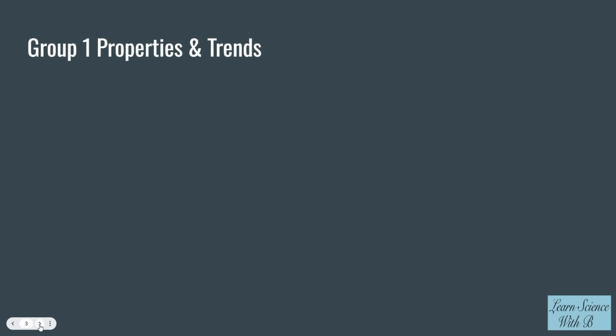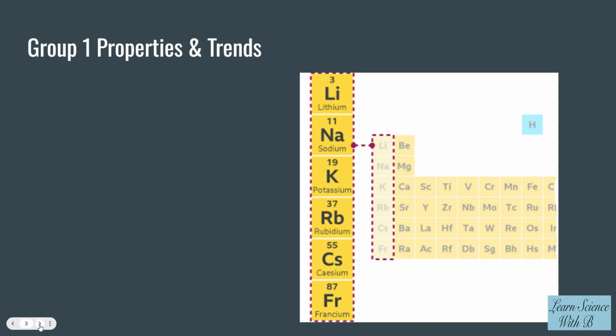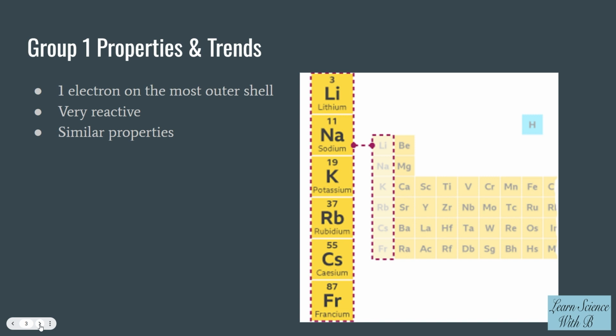Group 1 properties and trends. Group 1 is also known as alkali metals and are made up of lithium, sodium, potassium, rubidium, cesium and francium. They all have one electron in their outer shell, which makes them very reactive and gives them similar properties. Alkali metals are all soft and have low density.